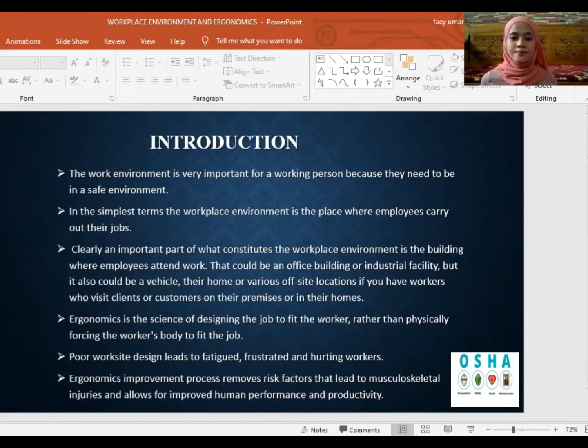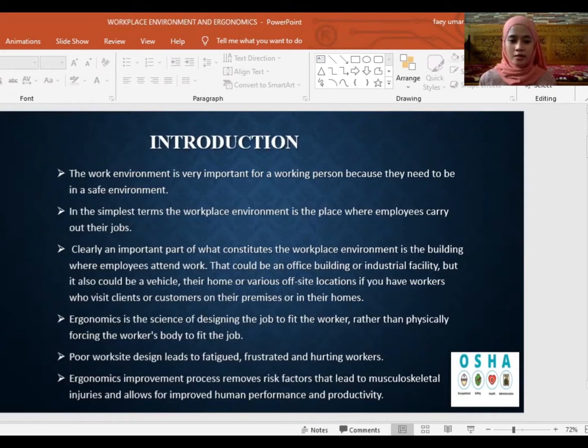Clearly, an important part of what constitutes the workplace environment is the building where employees attend work. That could be an office building or industrial facility, but it also could be their home or various off-site locations if you have workers who visit clients or customers on their premises or in their home.